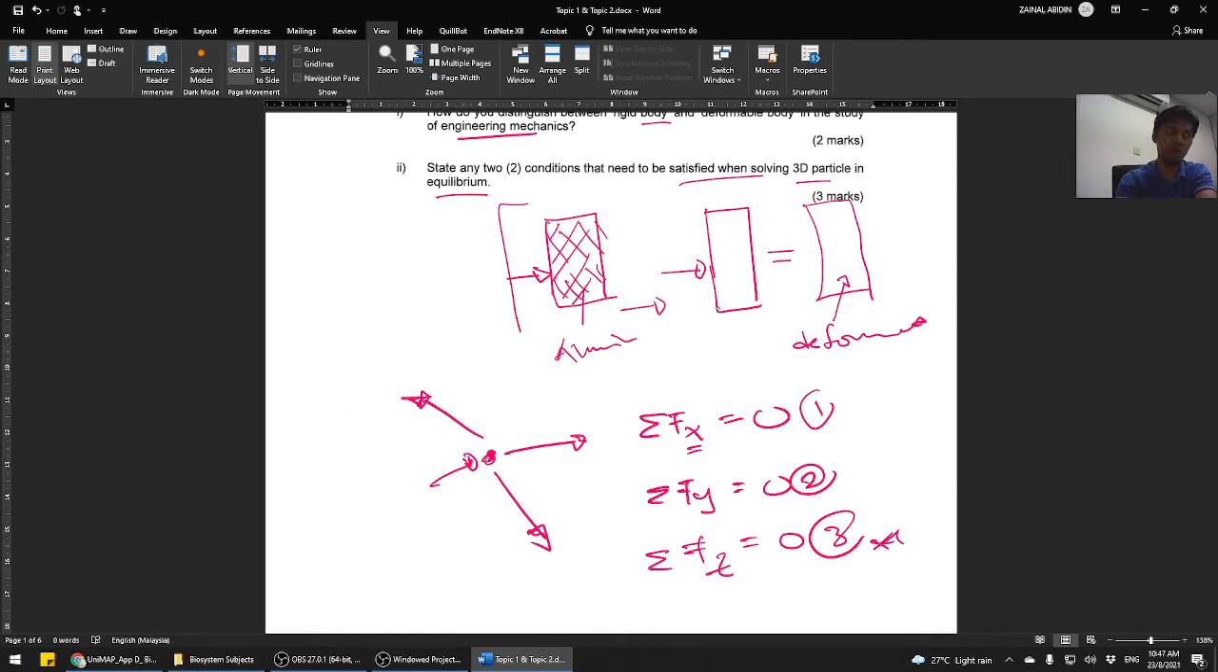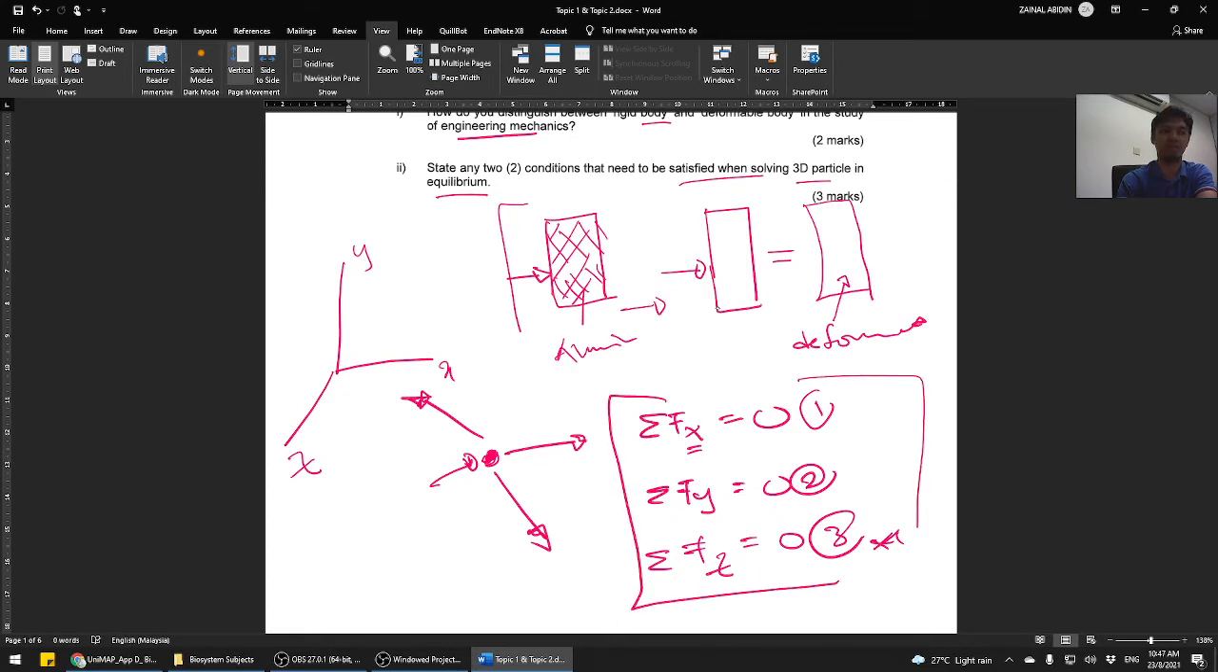Example, again, I repeat, this is your particle, 3D particle. So this is the force in any direction, which is encompassed within your axis, Z, X, and Y. Either orientation. So, if you try to solve a 3D particle equilibrium, you must satisfy this equation first. Okay, we're done with that.